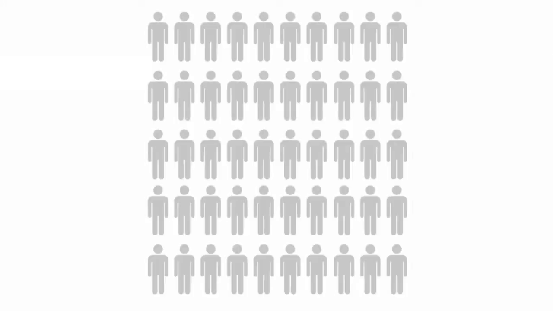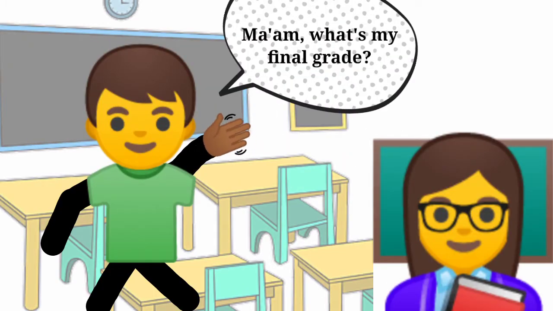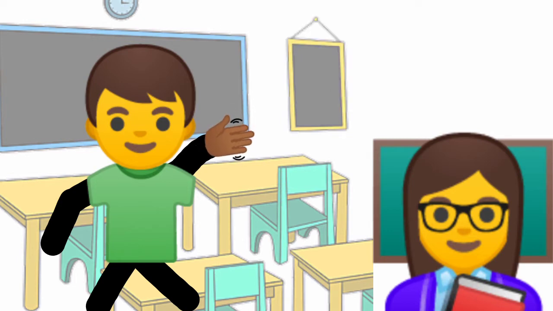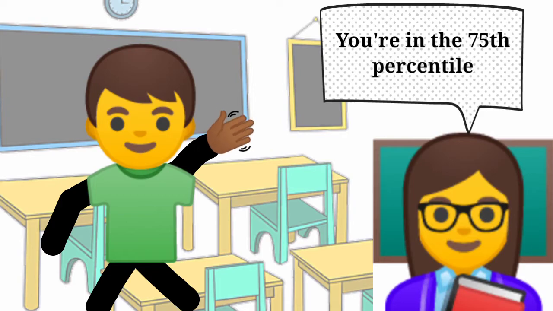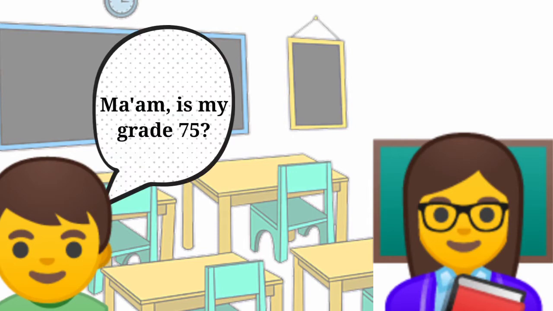For example, in your class, there are 50 students. You ask your teacher about your final grade in her subject, but your teacher did not answer directly. She just said that you're in the 75th percentile in your class. At first, you got disappointed because you thought that your grade was 75. After the class, you approach your teacher and ask her if your grade was 75.